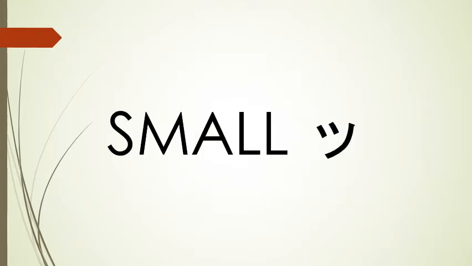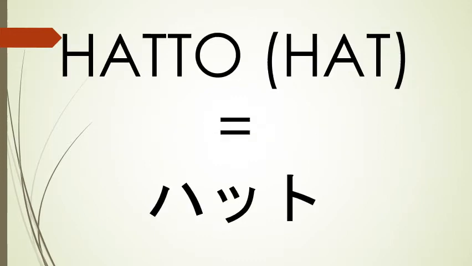So now that we've gone over small ya, yu, and yo, we're going to take a look at our small tsu. You may remember from our hiragana lesson that anytime we have a word written in Romaji that has a double consonant, with the exception of n, we can use a small tsu to represent that. And what that small tsu actually represents is a short pause called a glottal stop.